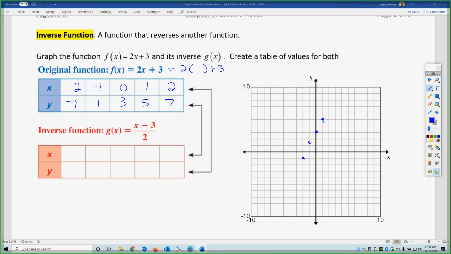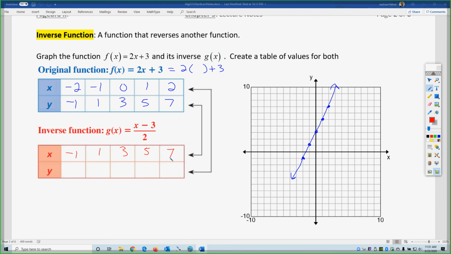And 2, I get 7. Let me fix that one point there. It's a little off. But nonetheless, there is our line. And a little curvy on the end there. Nonetheless. Okay, so essentially, if you flip the table, you get the inverse function, which they're calling g of x here. So I should be able to flip this around and do negative 1, 1, 3, 5, 7.